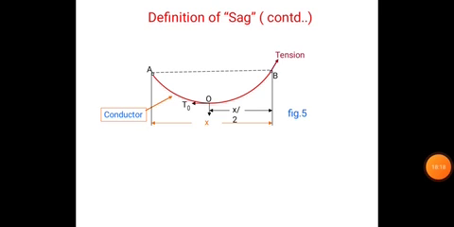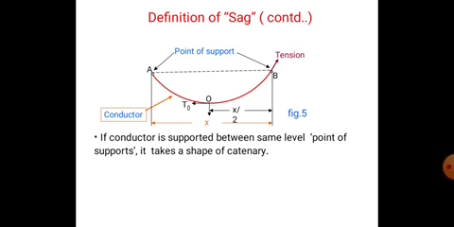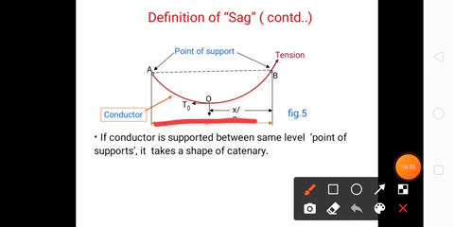When the supports are in equal position, here the red line indicates the conductor, and the points A and B are the tower poles. If the total distance between two poles is x, the lowest point of the conductor to A and B is half of its length. That is, if the length is x, the lowest point to the pole is x by 2.